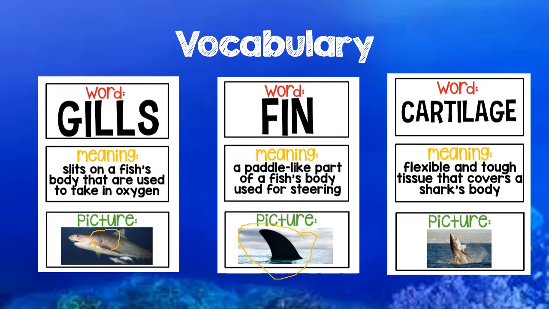The next word is the word cartilage, flexible and tough tissue that covers a shark's body. We have cartilage inside of our body. Can you think of a place that we have it? If you said your nose or your ears, you were correct.